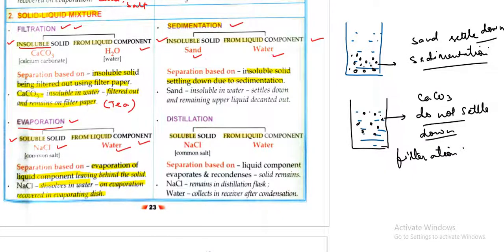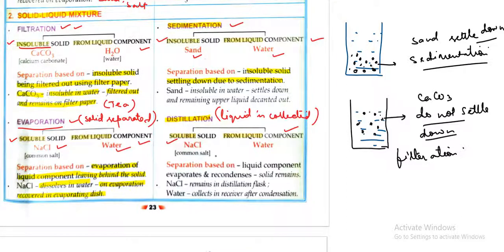On evaporation, it can be recovered in an evaporating dish. Next method is distillation. The distillation method is also used if there is a soluble solid in a liquid component, but here we have to separate the liquid. So remember students, in evaporation we want the solid. The solid is separated, but the liquid escapes. But in distillation, the liquid is collected. Understood? If we dissolve salt in water and do evaporation, we will get only salt. But if we do distillation, we will get the water also.